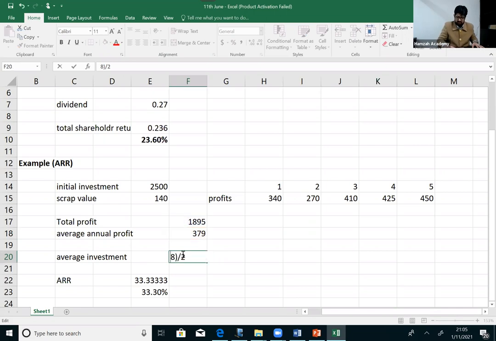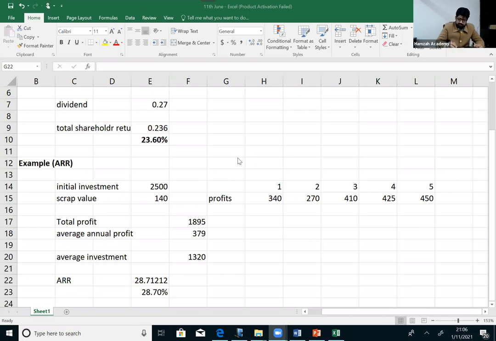So average investment, I can recalculate, don't you worry, is equal to initial investment plus scrap value divided by 2. That is 1320. It was a mistake, I think. Yes, there was a mistake. So it is 28.7%. Yes, thank you. Now, ARR of the project.